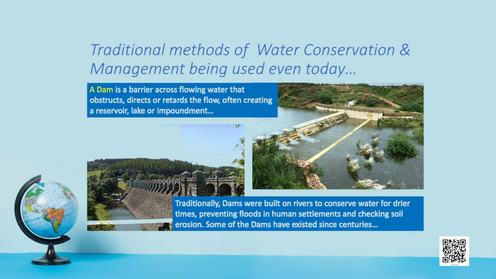Traditional dams. A dam is a barrier across flowing water that obstructs, directs or retards the flow, often creating a reservoir, lake or impoundment. Traditionally, dams were built on rivers to conserve water for drier times, preventing floods in human settlements and checking soil erosion. Some of the dams have existed for centuries.